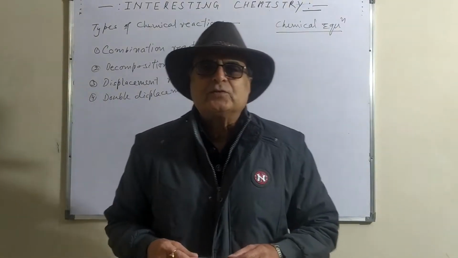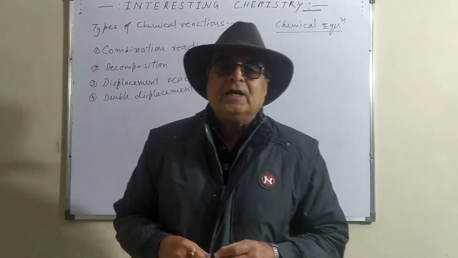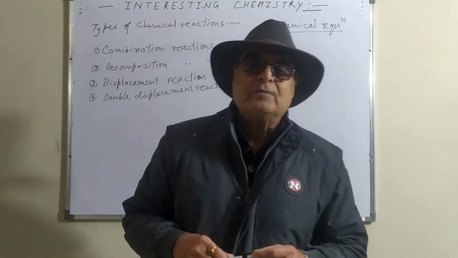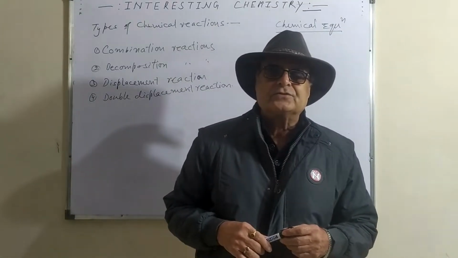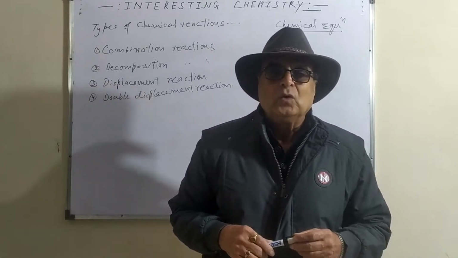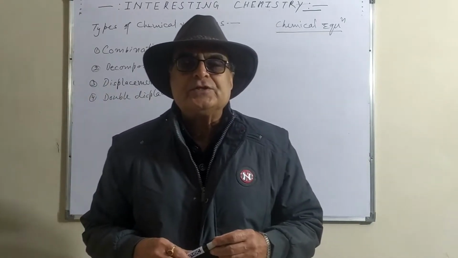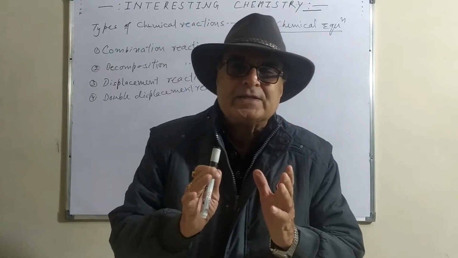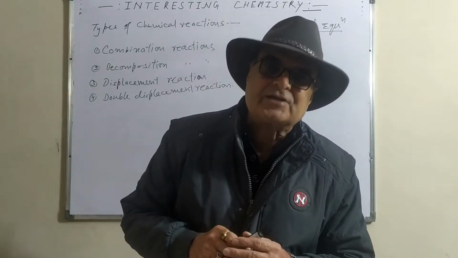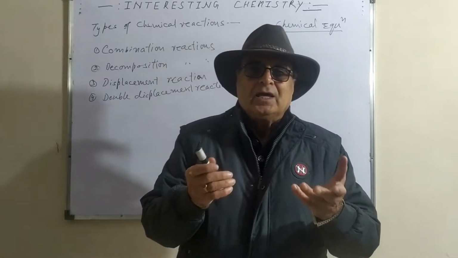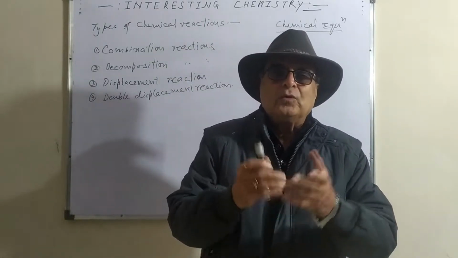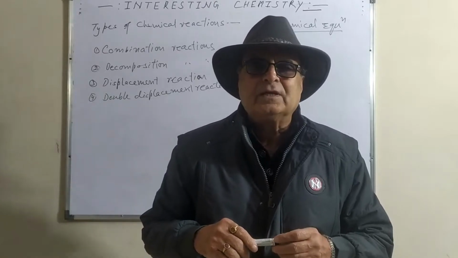Hello students, today I am going to continue with the chemical language. Today I am going to tell you about chemical equations. As you know, a chemical equation is the shortest way to describe a chemical reaction. So a chemical equation is a symbolic form or an icon of a chemical reaction.